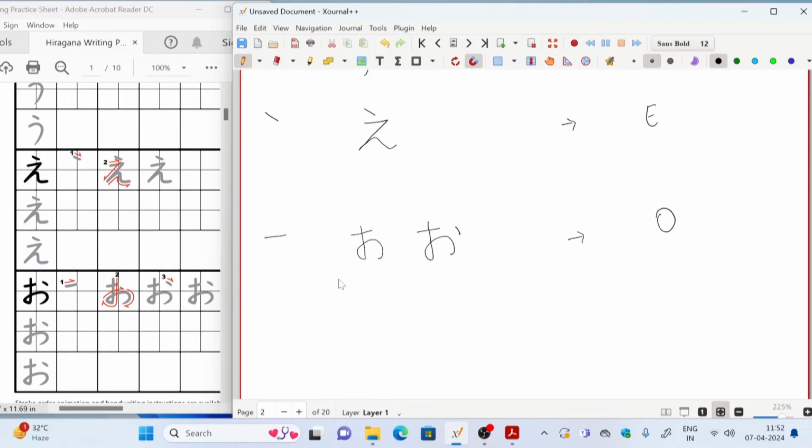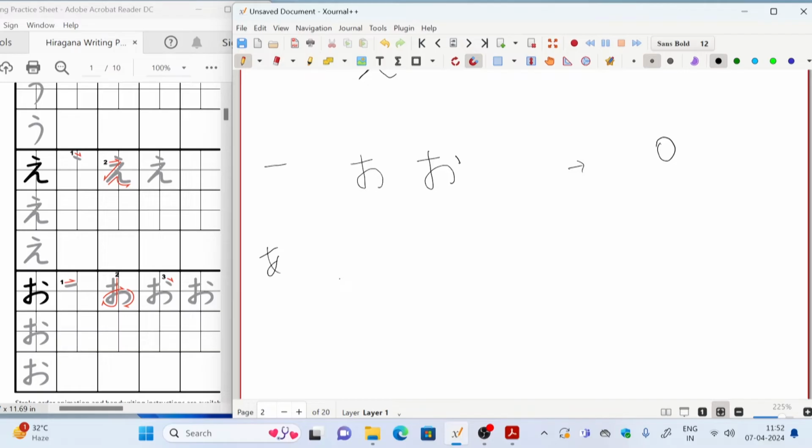So this is how we write A, I, U, E, O. Each letter, each syllable should have this size so that it can fit into a square box.